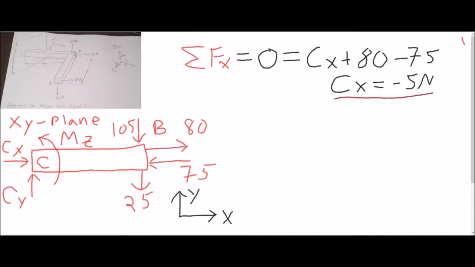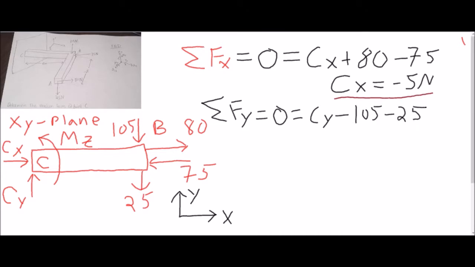So, next, sum of the forces in the y. Again, it has to be equal to 0 because this is a statics problem. So, if we look in the positive y direction, we have Cy, and then the only other ones we have are in the negative direction. So we have minus 105 and minus 25. So once again, solve for this. You can see that Cy has to be 130 newtons.